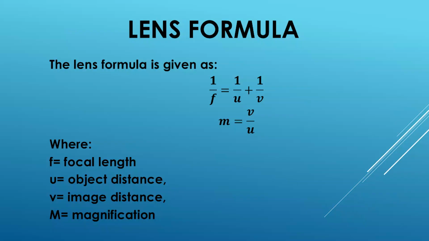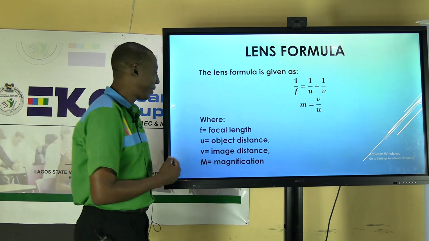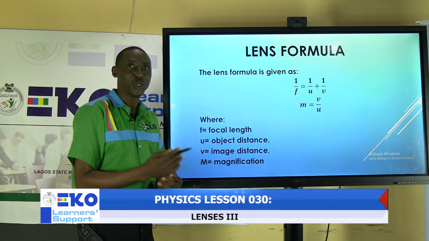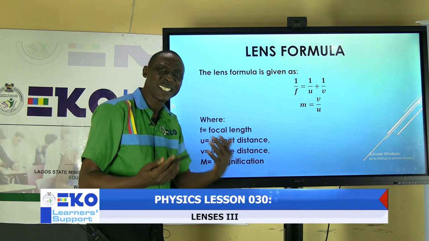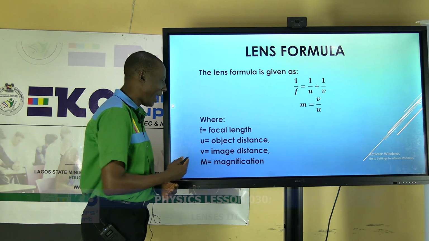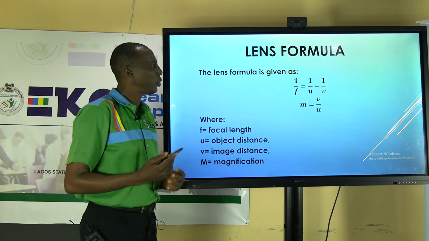Similarly, we have m equals v over u, where f means focal length, either in centimeter or in millimeter, depending on the unit you are given. u is the object distance and v the image distance. The m means magnification.